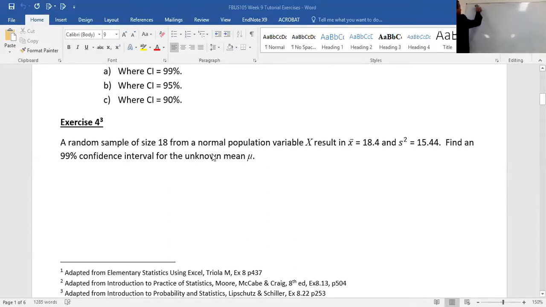So number 4 is: the random sample of size 18 from a normal population variable x results in x bar 18.4. Till now, I'm assuming that you are familiar with the different notation. If I'm using capital X, what does it mean? Is it a population? Or if it is an x bar, what does it mean?